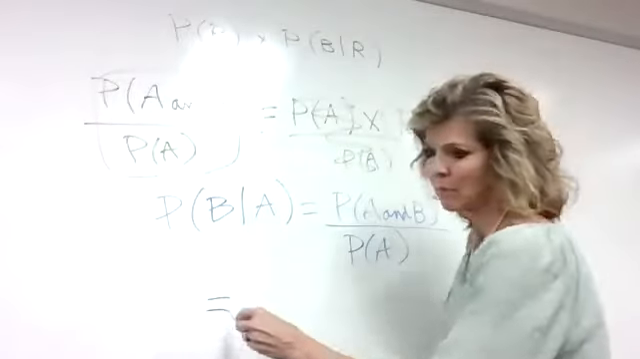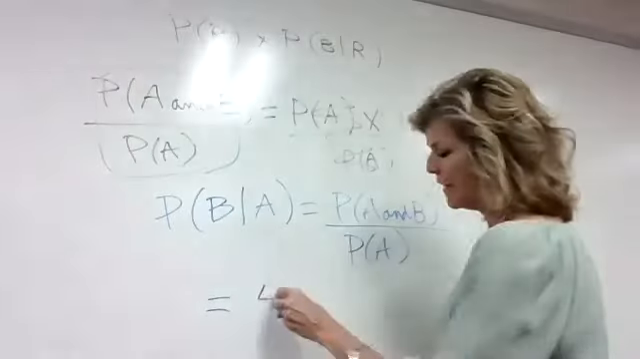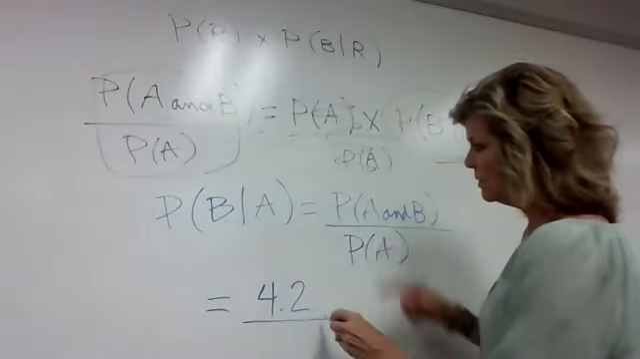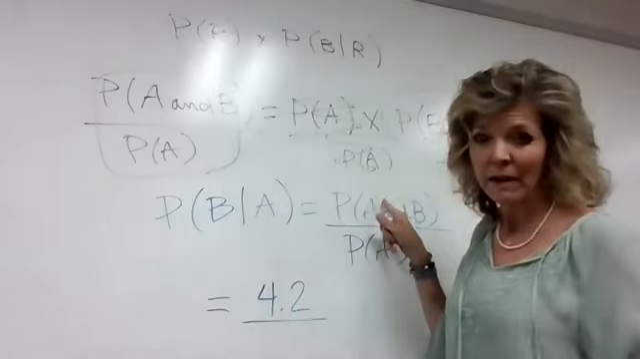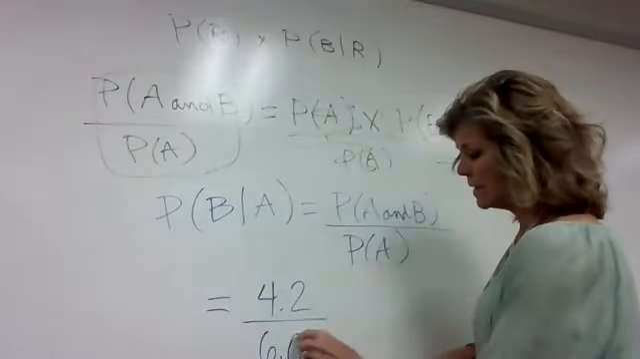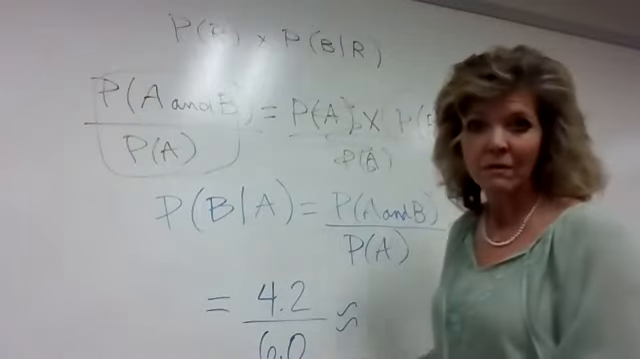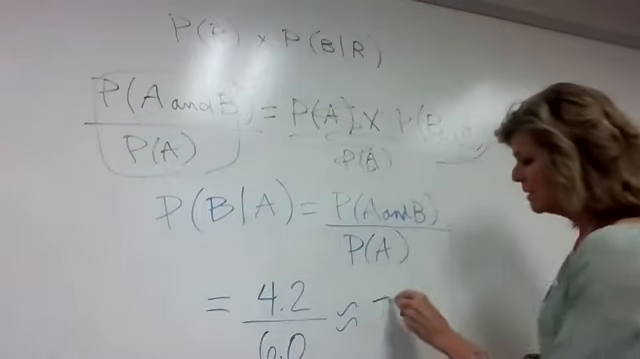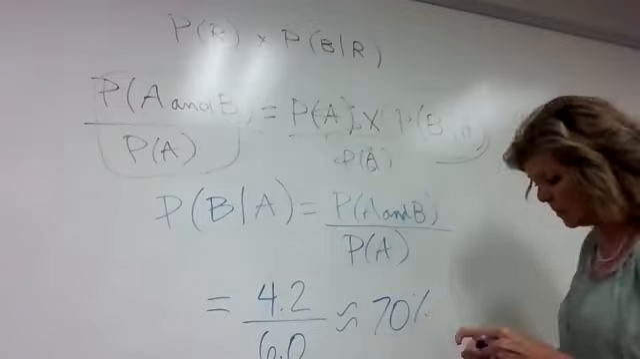Looking for space on the board. And the numbers that I found are 4.2 for the females who died from lung cancer, and then the risk of getting lung cancer as a female. And when I divide those out, I'm getting around 70%.